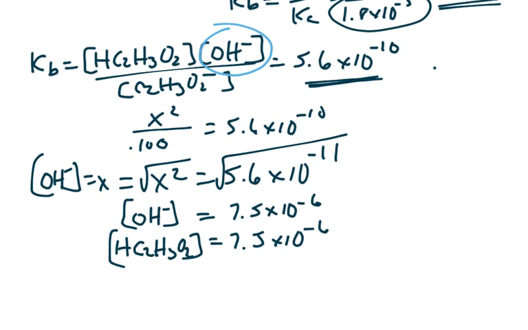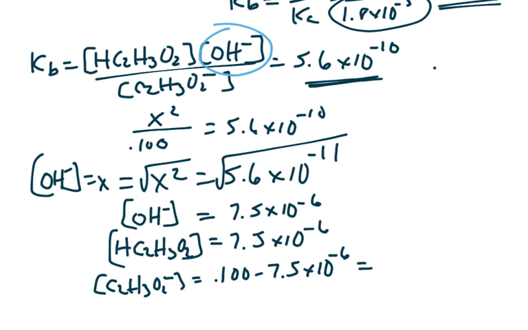And what about our acetate? Our acetate concentration is 0.1 minus 7.5 times 10 to the negative 6. Well, that's nothing. That's 0.0000075. So that is definitely about 0.1. So we can see our assumption there was very good, that saying that 0.1 minus this value here is the same as 0.1 is very true. So here are our concentrations.